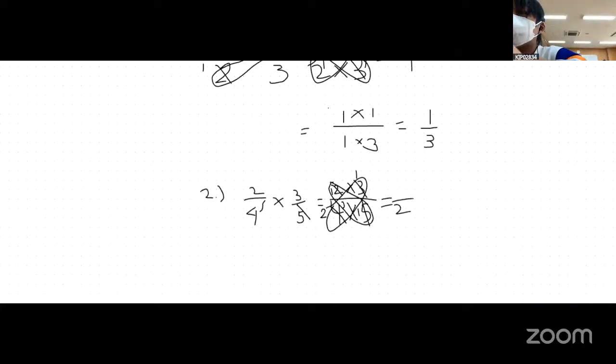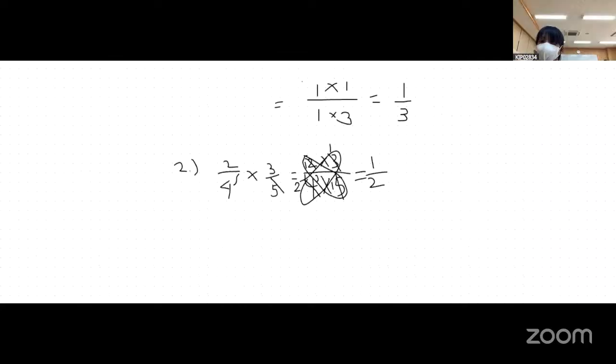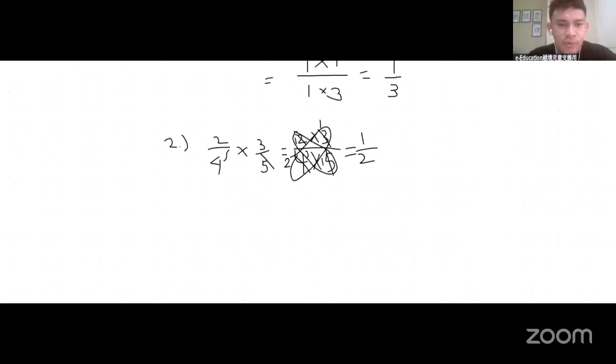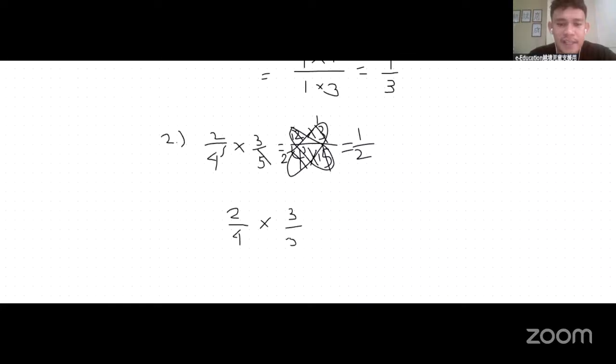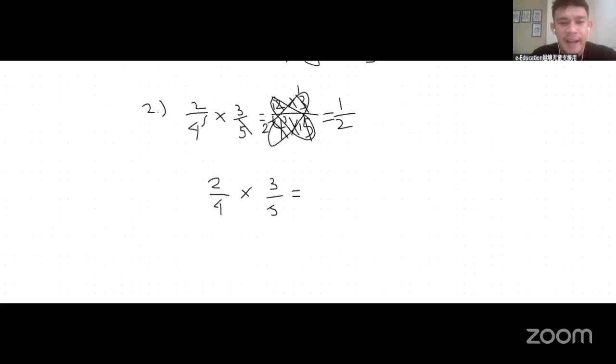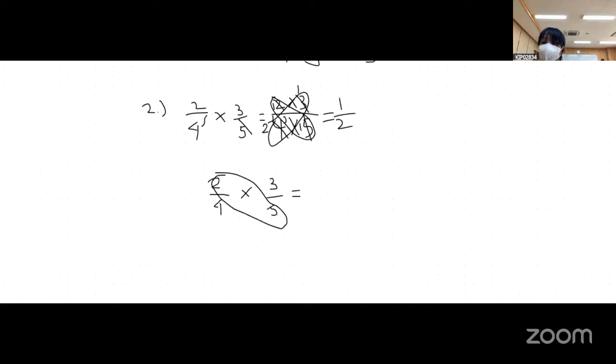Is this correct? It's almost correct, but you made a small error, but it's okay. So for this problem, we have 2/4 times 3/5. When we solve this, first let's take into account this: is 2 and 5 a factor of each other? No. Can we divide 5 by 2 without any remainder? No. So we will not cancel this with each other.